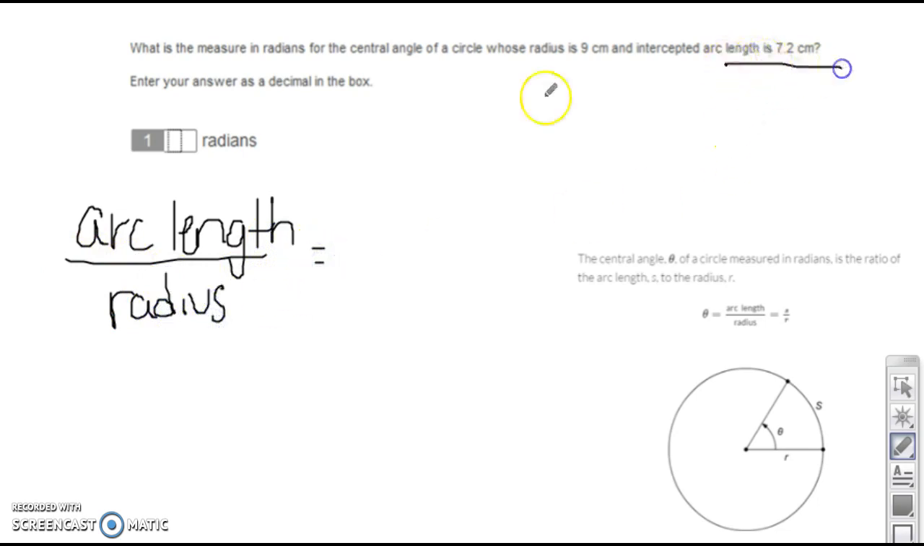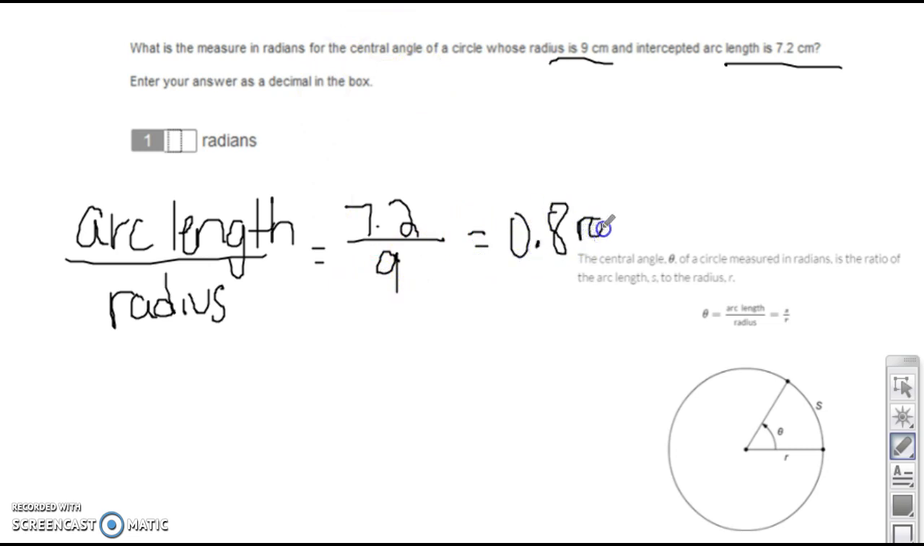So it says our arc length is 7.2 centimeters and our radius is 9. So we're going to take 7.2 and divide it by 9. And we're going to get 0.8 radians. That's the measure of this central angle here is 0.8 radians. And it does say to enter your answer as a decimal, so we would leave it as 0.8.